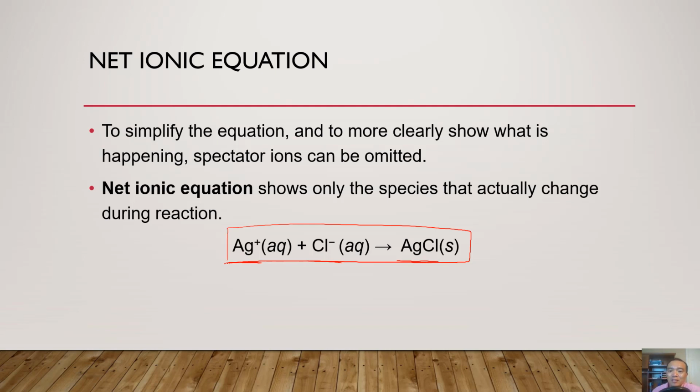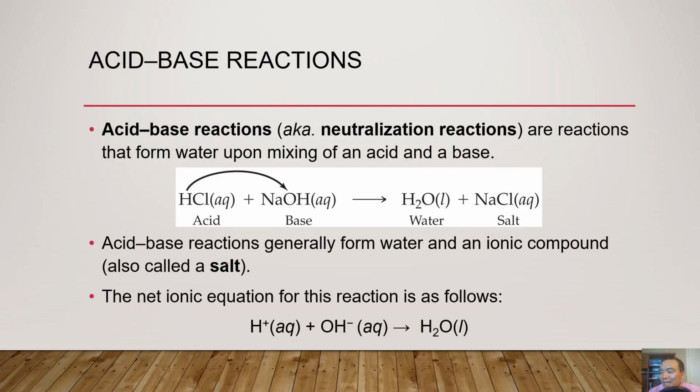Now let's go over the second type of chemical reaction. We just talked about the precipitation reaction and different ways to represent it, for example, the complete ionic equation, the net ionic equation, and the molecular equation. Now let's talk about acid-base reactions. An acid-base reaction describes the reaction between an acid and a base.